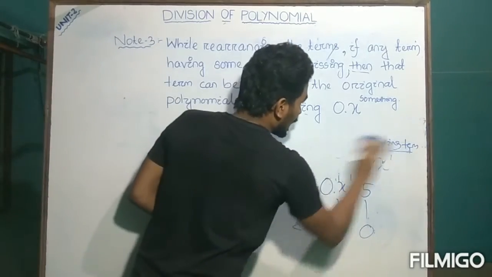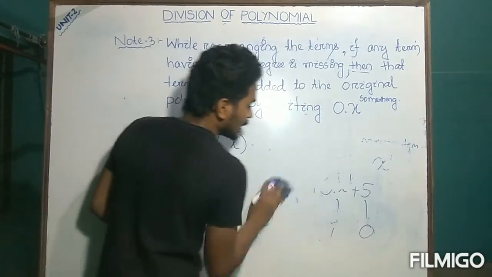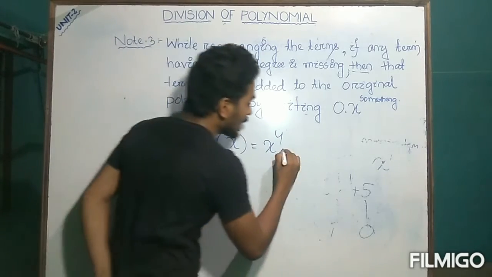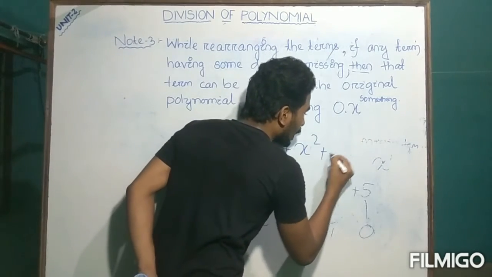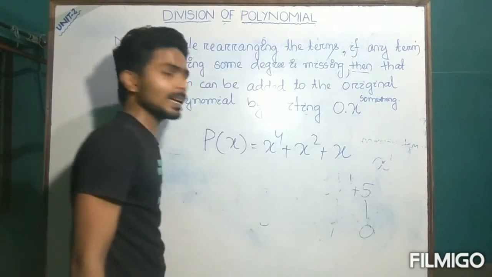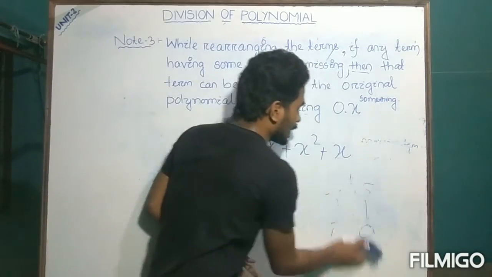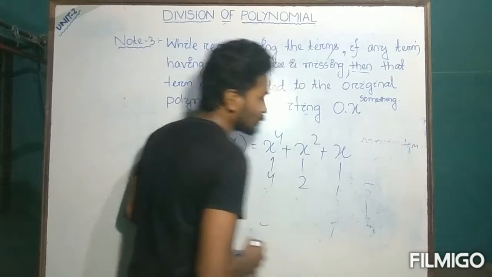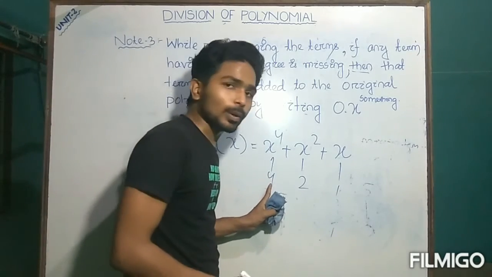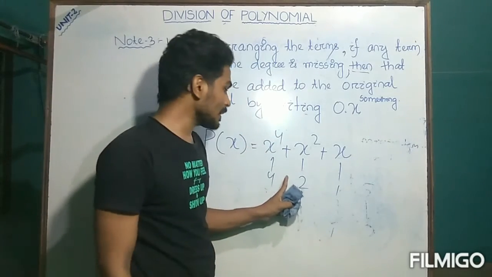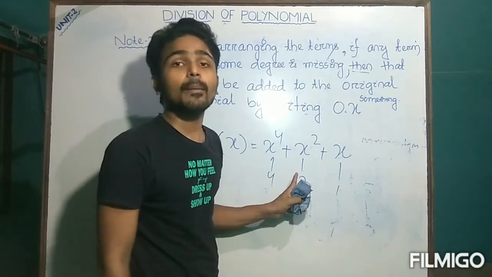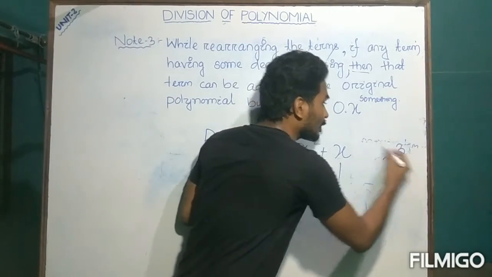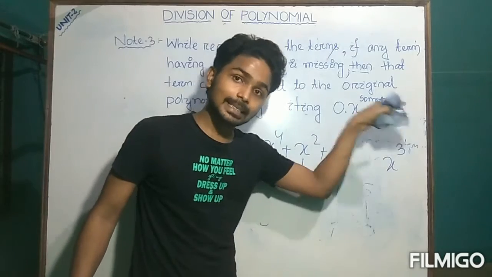Let us try with another example. If we have p of x is equal to x to the power 4, plus x squared, plus x. Okay, this is a polynomial. So here the power is 4, here 2, here 1. So after 4 we must have 3, but here it doesn't contain any term whose power is 3. So we have to add a term whose power is 3, that is x cube.